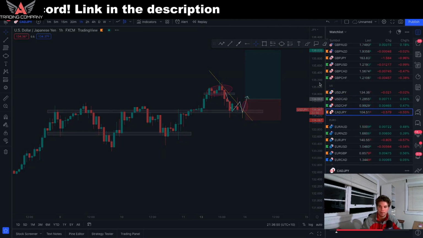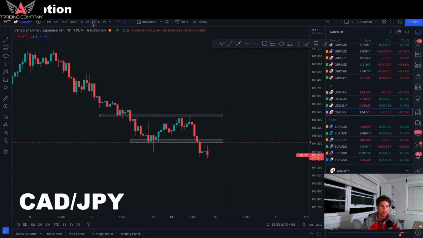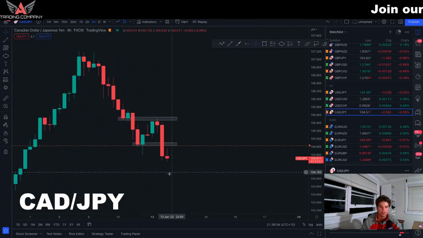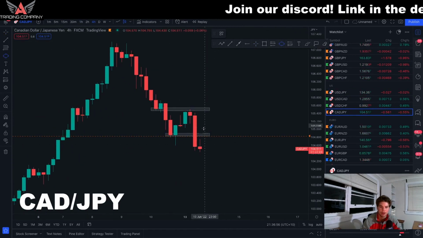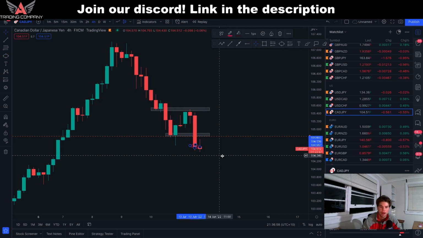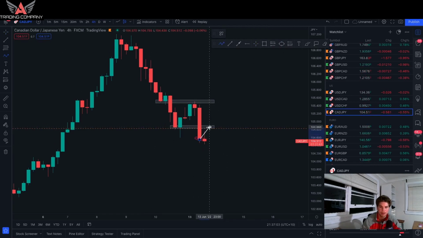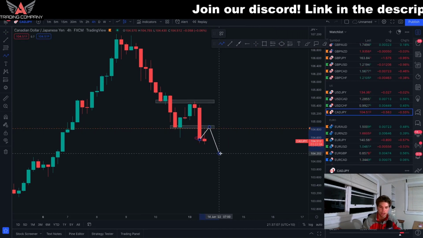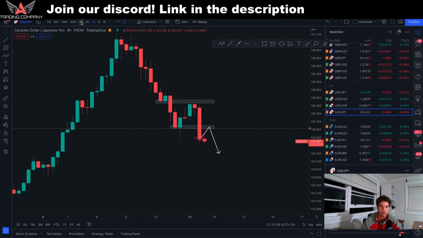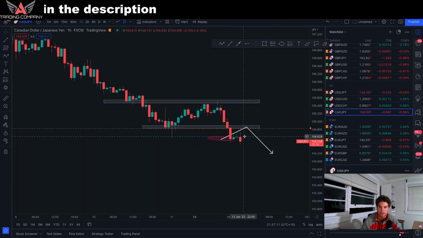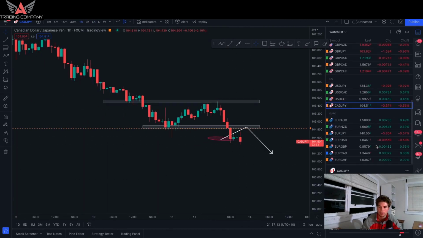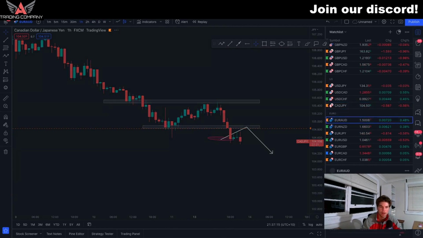Okay, nice setup though. CAD JPY, also a very nice setup with CAD strength. You can see we've created a new lower low over here, and I won't go into the details of it because I've said it heaps of times. We just want to come back to this level, create that rejection and that continuation. Okay, on the 1H, this is setting up really nicely to potentially see price pushing down.